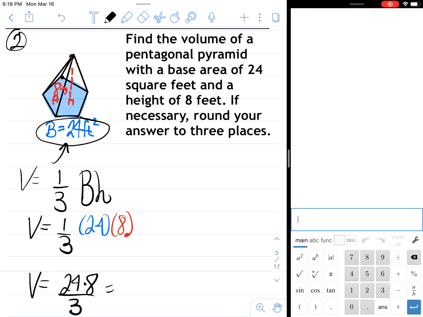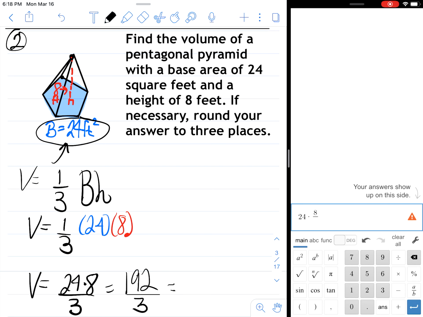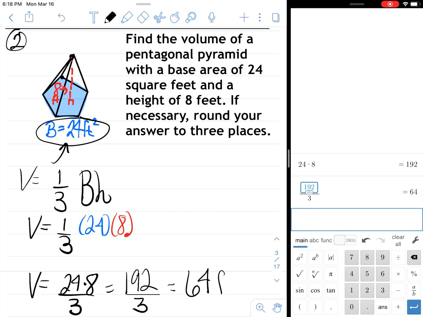All right, so we'll do 24 times 8. Okay, that's 192. So go ahead and write that down. All right, and divide that by 3. So we'll take that, hit enter, and then hit the answer button, and divide that by 3, and that gives us 64. So the final volume for this pyramid is 64 feet cubed.